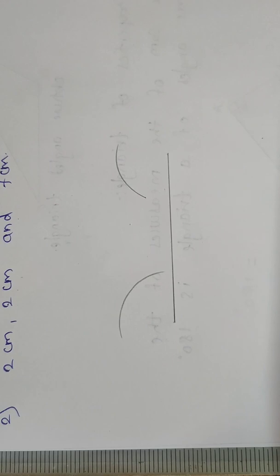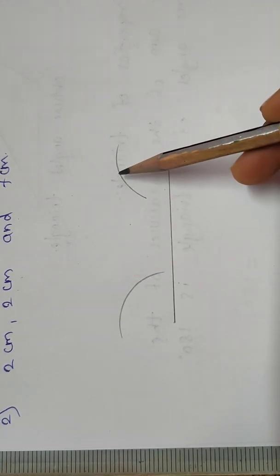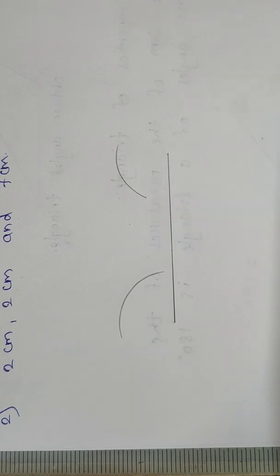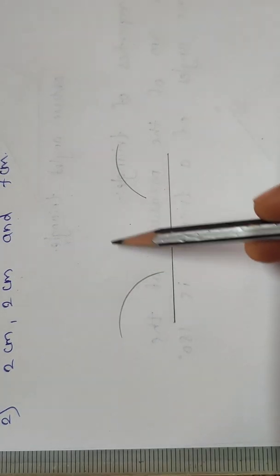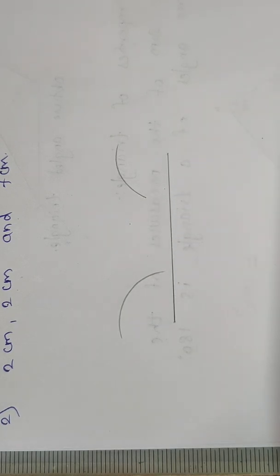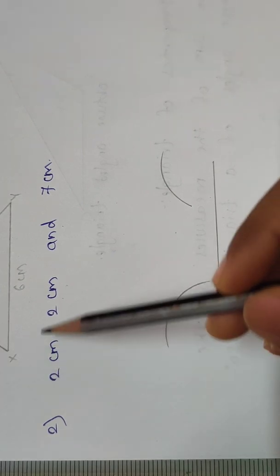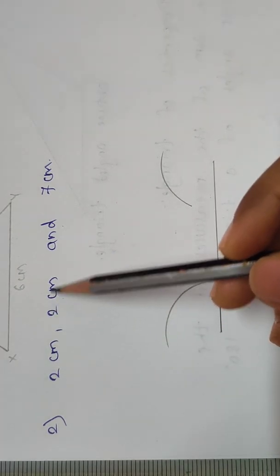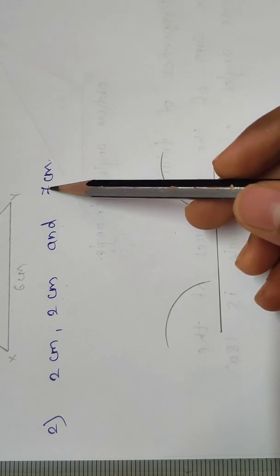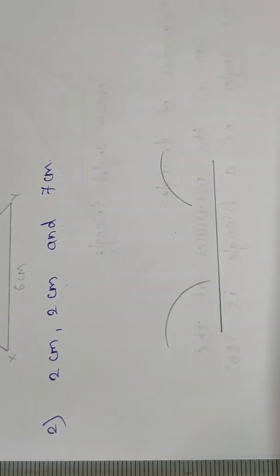Now see children, here this arc and this arc do not meet together at a certain point. So we don't know from where exactly to pass the line to make a triangle. This type of triangle cannot be drawn. Why? Because 2 plus 2 is 4. 4 is not greater than 7. It is less than 7. And therefore, we cannot draw such a triangle. Thank you.